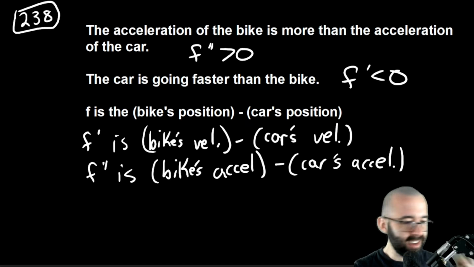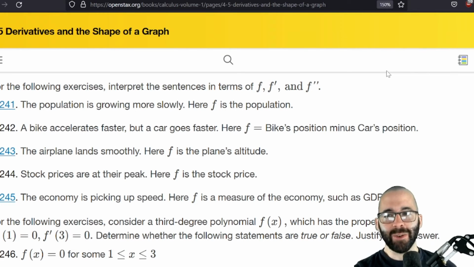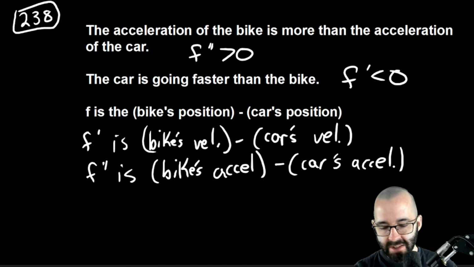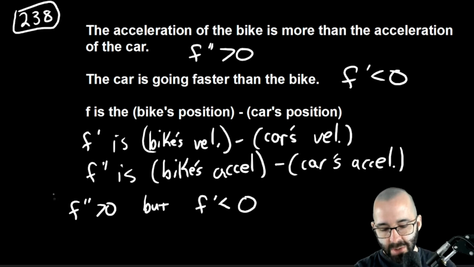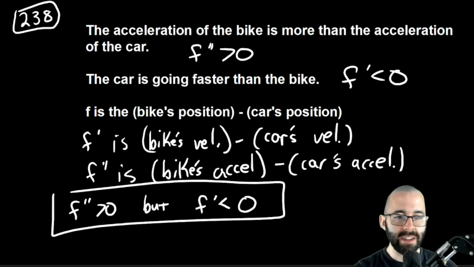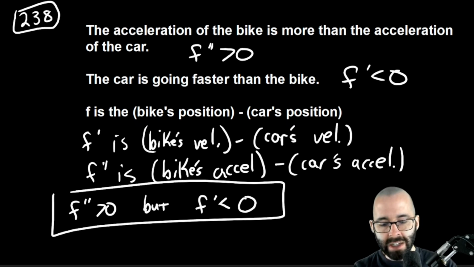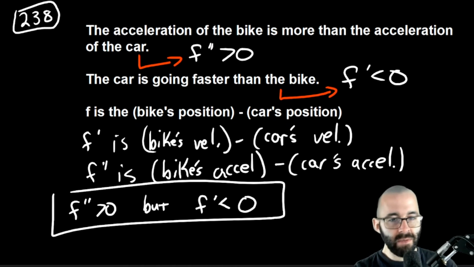These are good. I lost my mind just because of the wording. I just really hate the wording of the start of 242. A bike accelerates faster than the car does, but a car goes faster. That just means, and this is our final answer, that F prime is positive and F double prime is positive and F single prime is negative. That's what it wants for these answers. It just wants you to interpret these sentences into math.